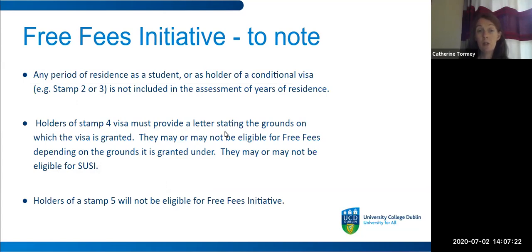So it's really important to note with regard to residency, any period of residence as a student or holder of a conditional visa, for example, stamp 2 or stamp 3, is not included in the assessment years of residence. Stamp 4 visa holders must provide a letter which they would have received from the Minister stating the grounds on which they received their stamp 4 to ensure that they meet those specific nationality criteria I spoke about. And holders of a stamp 5 are not eligible for free fees.